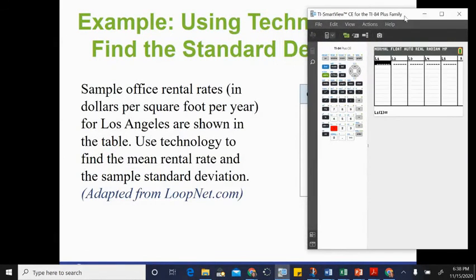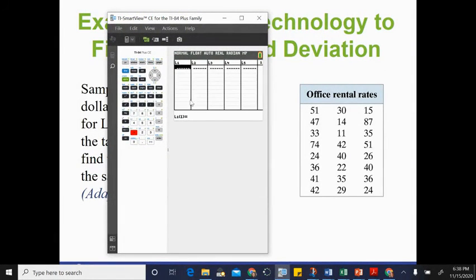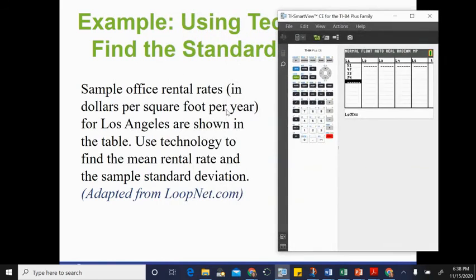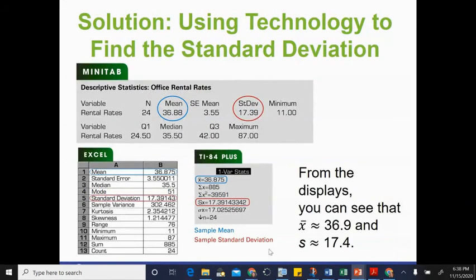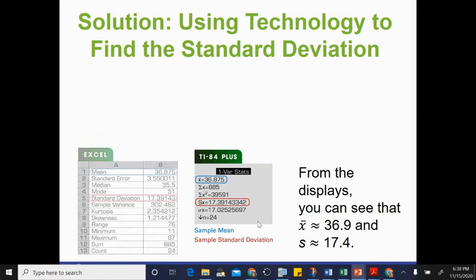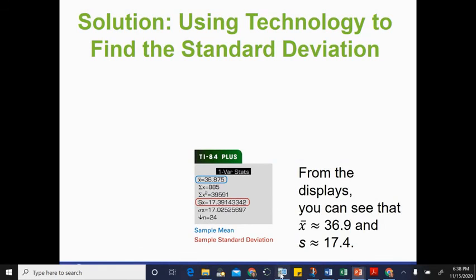So I'm going to have to type those in over here. So I got 51, enter, 47, enter, 33, enter, et cetera, et cetera. Now I'm not actually going to go ahead and finish all these. I'm just going to do a few of them. You should go ahead and do that though, so that you know that you get the right answer when you do this. Because when you get through here, this should be your answer if you did it correctly.